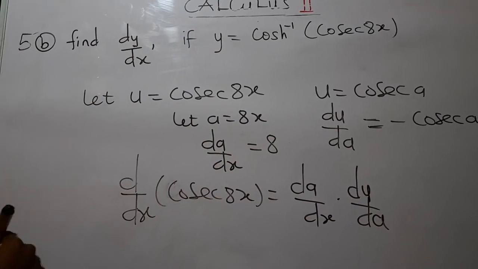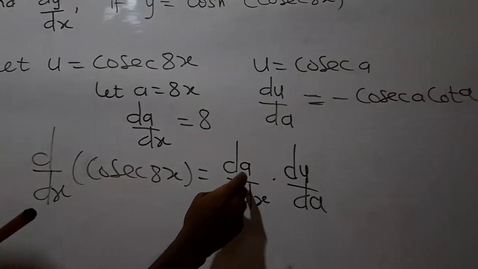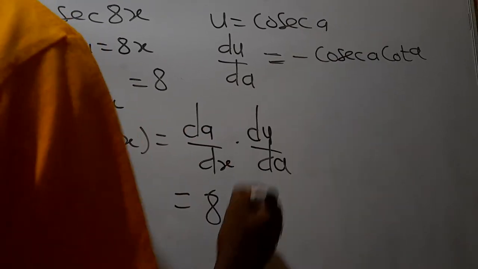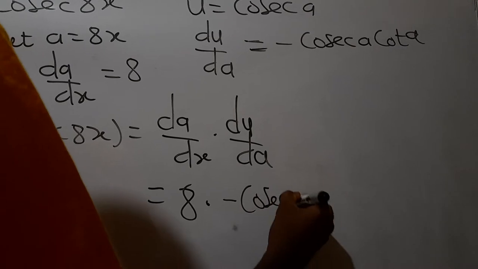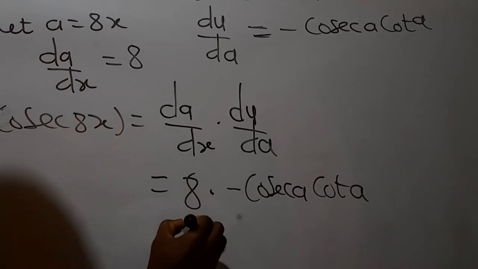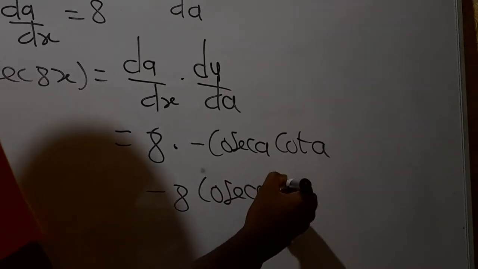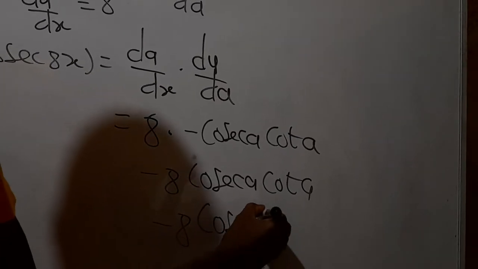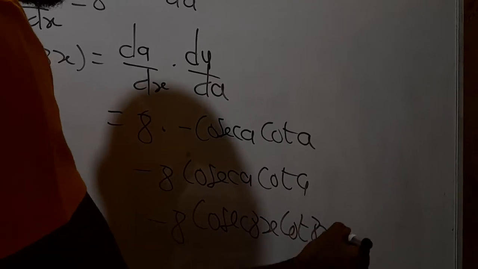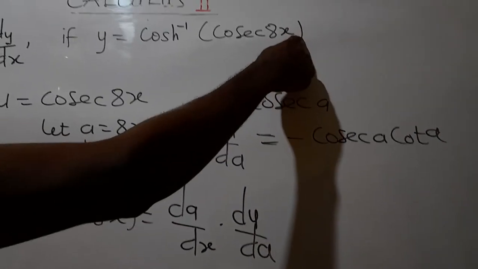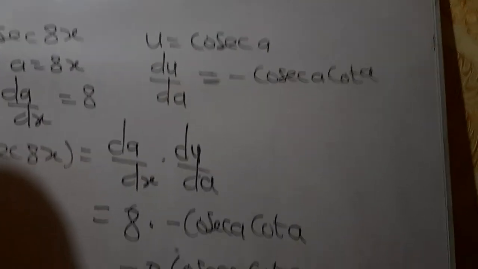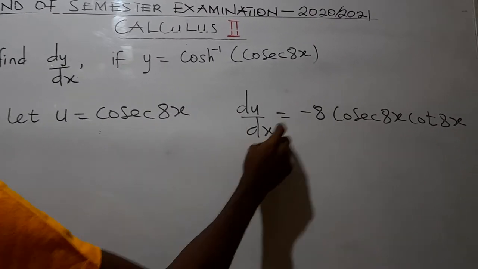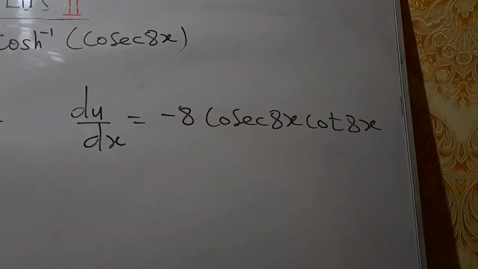Please, you can do it straightforward, but for the sake of some of us, let's do this so that you get the concept. So our dA over dx is 8. So we have 8 times our du over dA, which is negative cosec A cot A. So we have negative 8 cosec A cot A. What is A? A is 8x. So we have negative 8 cosec 8x cot 8x. So we know that the differential of cosec 8x is negative 8 cosec 8x cot 8x. So when u is equal to cosec 8x, du over dx is negative 8 cosec 8x cot 8x. I've shown you how to do that.